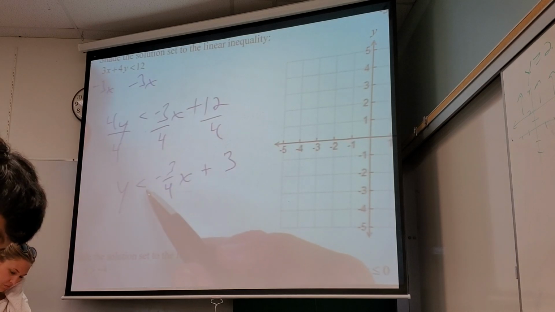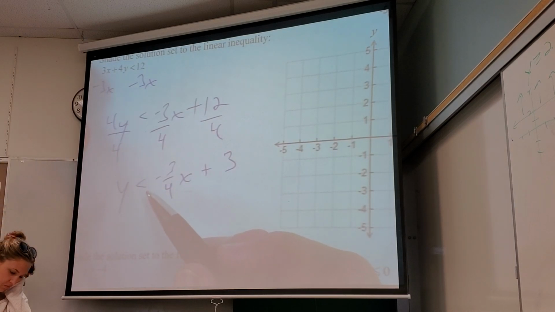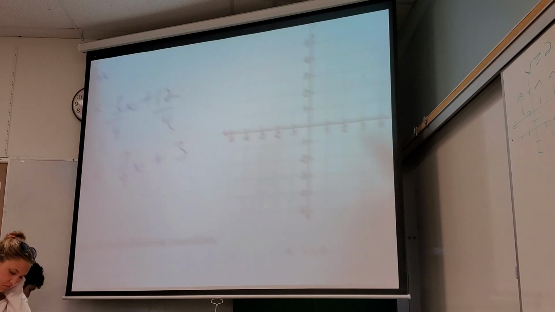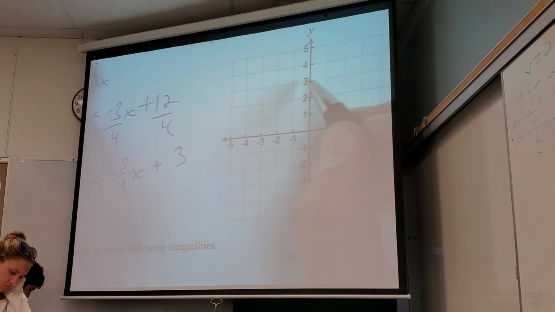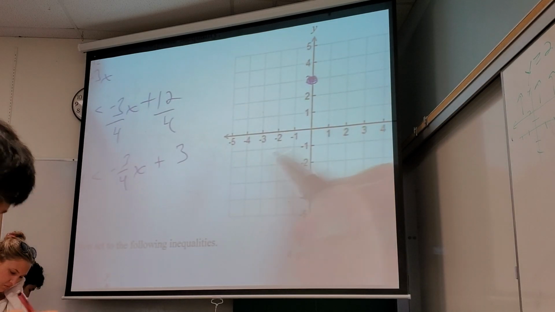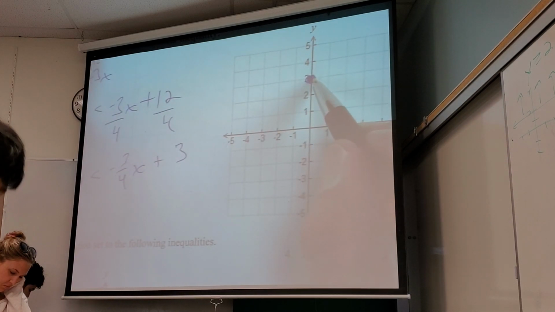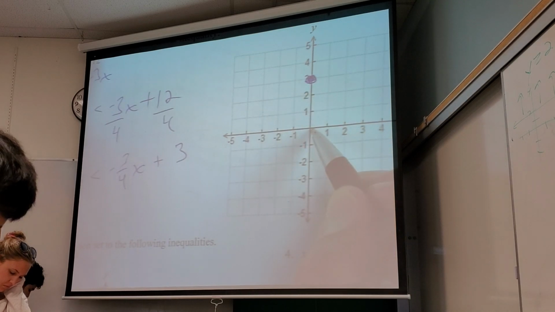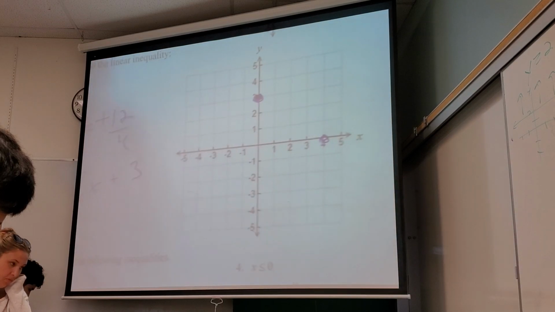What kind of line is it going to be? Yes, dash it. So the y-intercept again is 0, 3. And from there I'm going to go down 3, 1, 2, 3, over 4. Make it dashed.